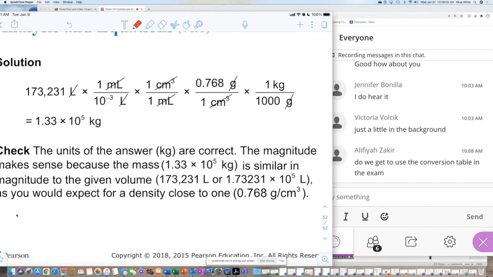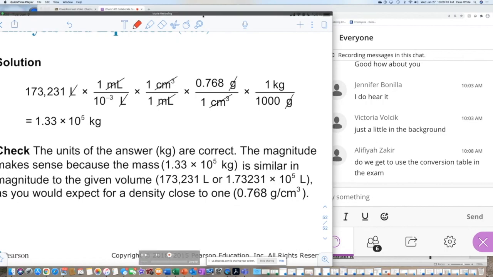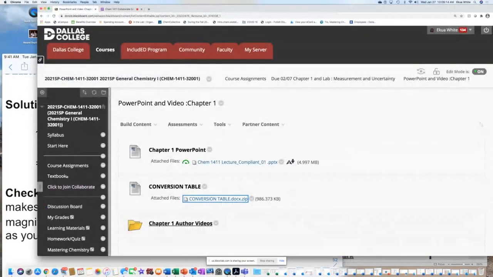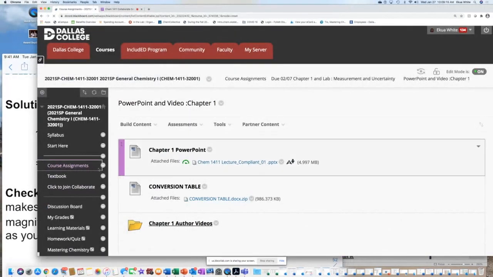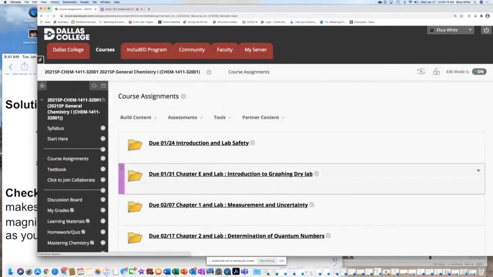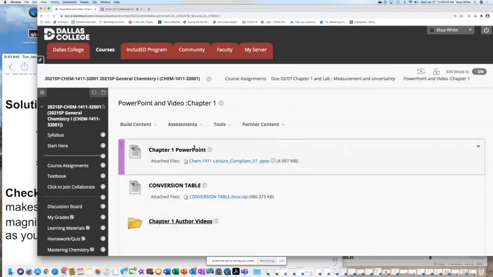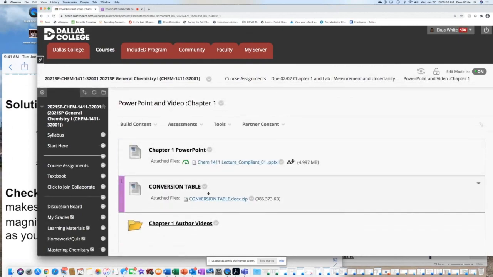Alifia, you have the conversion table with you whenever. Since you asked, yes. Let me show you where it is. So right here, where is it? Oh, sorry. The conversion table was available for the second one, right? So right here, if you click on the PowerPoint, because I use it with the PowerPoint, it's right here. So it's available to you right now. And yes, you can use it for the exam.